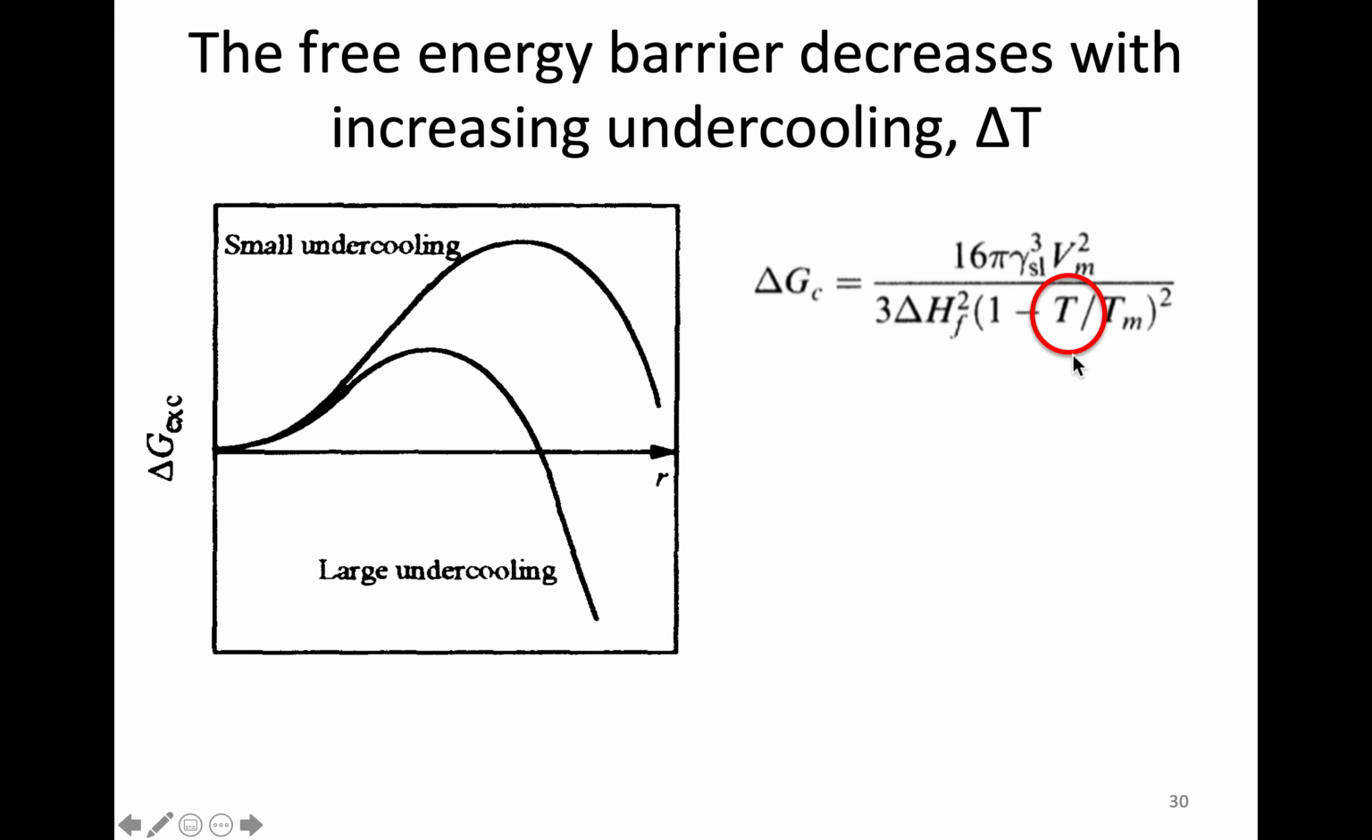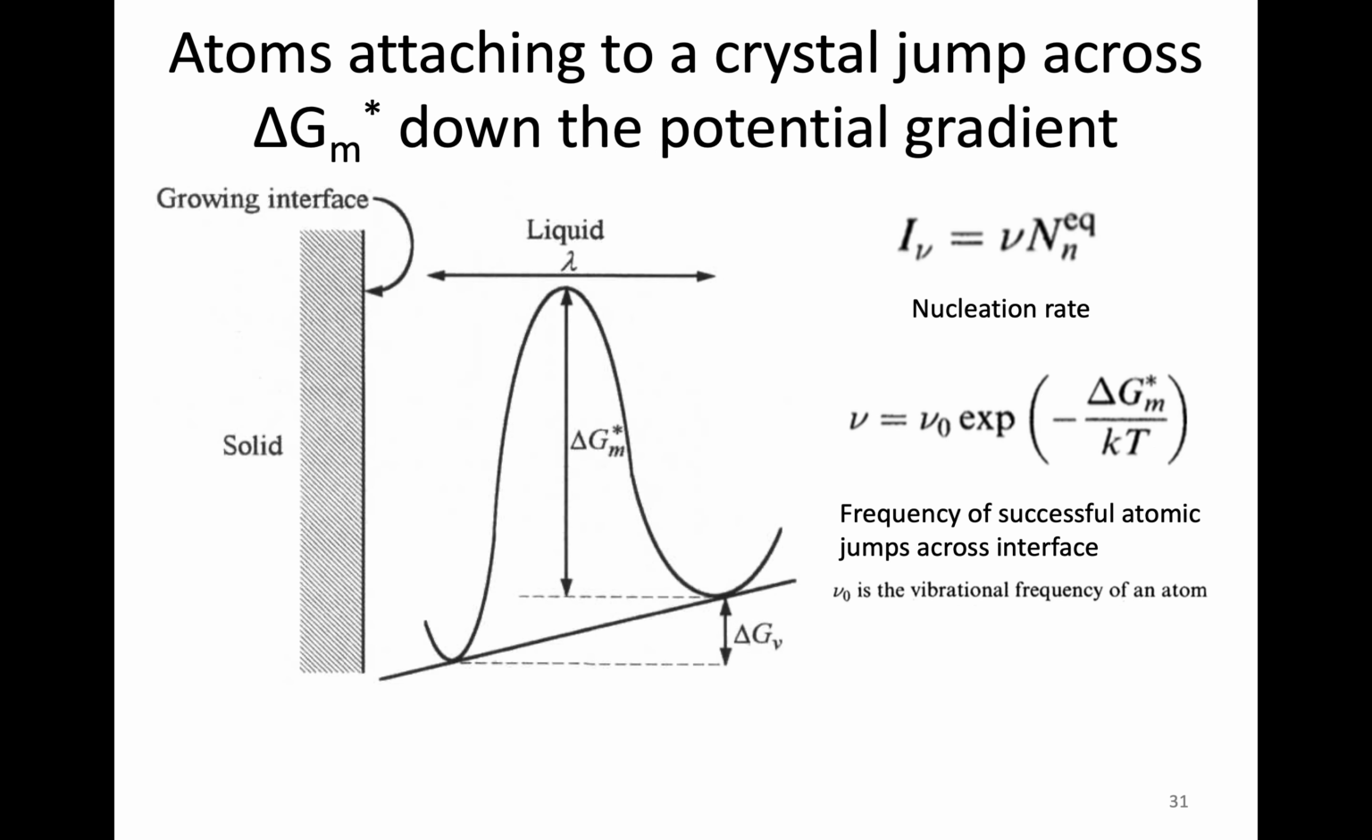And this is where that temperature comes in when we're talking about this critical value. If we want to calculate this critical value, which is the peak here, we can do it with this term in here. All right, so that talks about the formation of a nuclei, and now let's look at how to form atoms onto that nuclei.